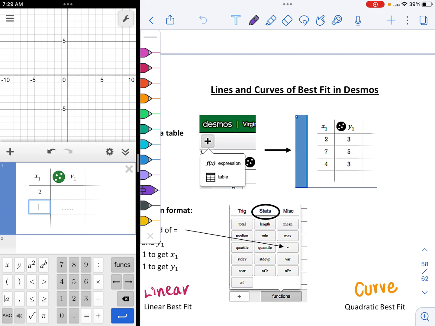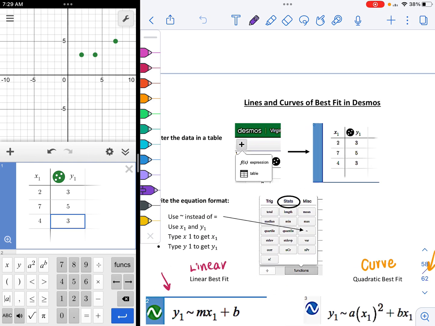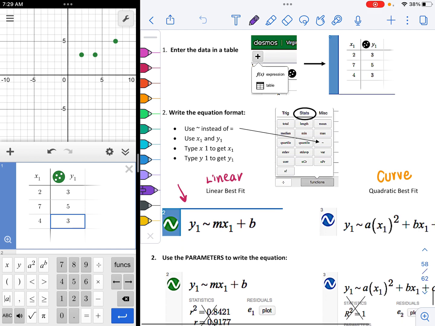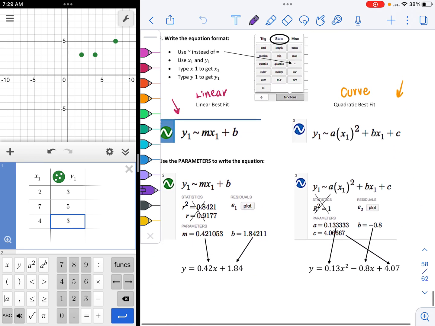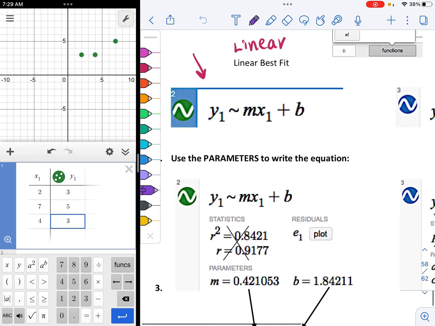We're going to input the data points that it gives us in the table. So it said 2, 7, and 4. And then we're going to plug in 3, 5, and 3. All right, so you'll see that it graphs those 3 dots out in space. We don't know what the relationship between those dots is. That's what we're going to do. We are going to find a line of best fit and a curve of best fit. Let's focus on the line of best fit first.